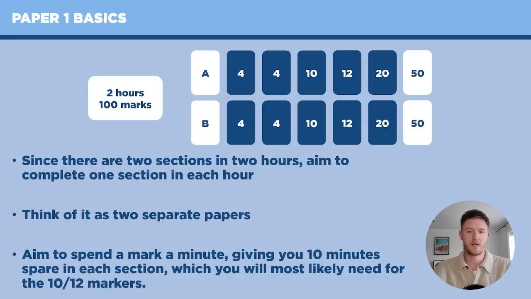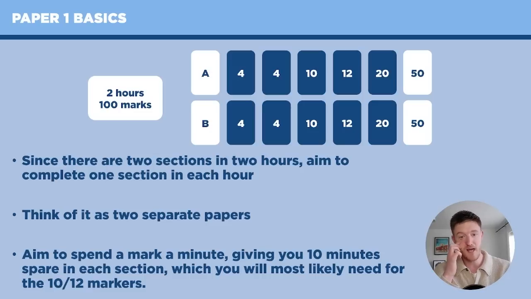Paper 1 basics, to be honest, this bit's going to be repeated in Paper 2 because the papers in terms of structure are exactly the same. You have 2 hours, you have 100 marks, it is split into 2 sections. So Section A and Section B are both worth 50 marks each. Both are 4 marker, 4 marker, 10 marker, 12 marker, 20 marker.